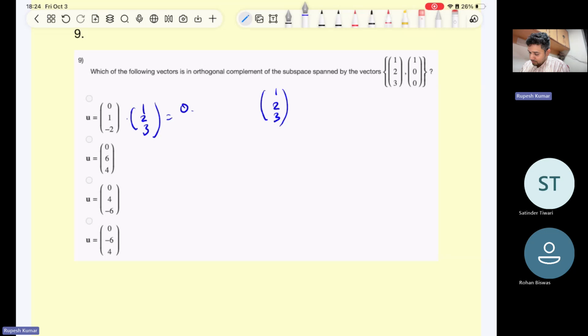This will be 0 plus 2 minus 6. So this is non-zero, right? So option A is out of the scope. Option A cannot be correct, right?